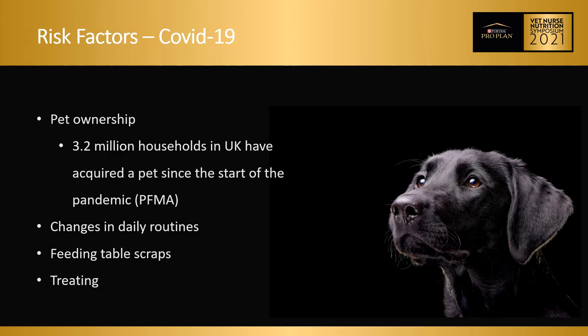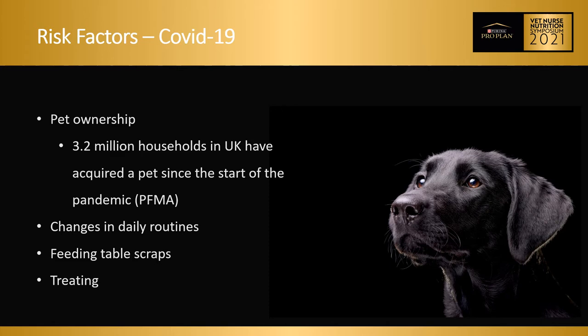It appears to have really increased, or the demand for pet ownership has really increased due to people's changes in working and lifestyles, and them thinking they have more time for a pet when maybe they didn't feel that they did before. 3.2 million households in the UK have acquired a pet since the start of the pandemic, with now 17 million pet owning households in the UK. So if we just take a minute to take that number in, that's a huge number of people in the UK now with pets, and our part to play in the prevention of obesity.